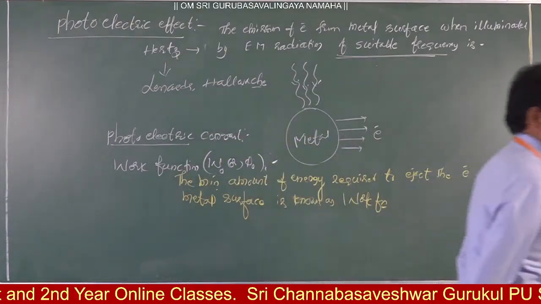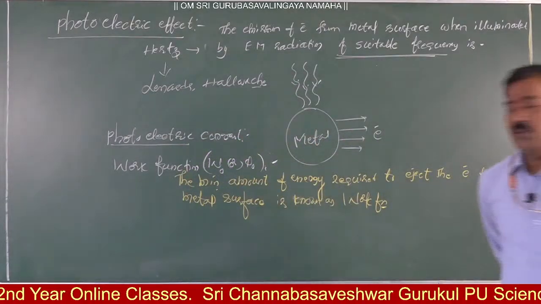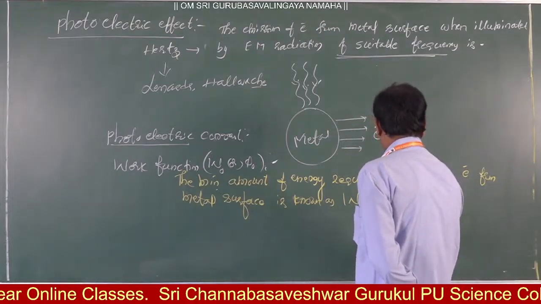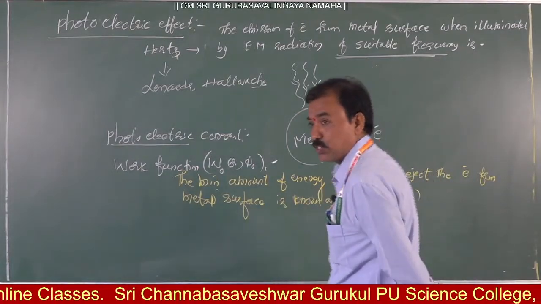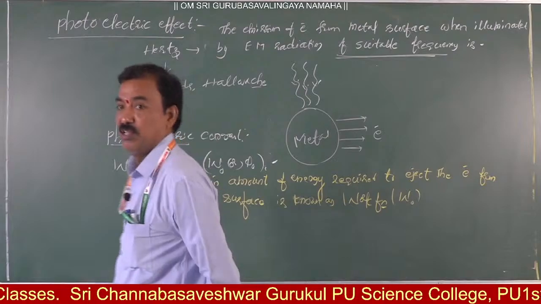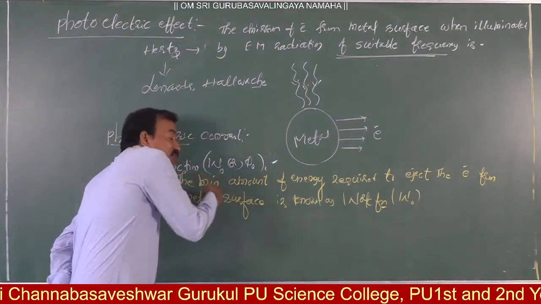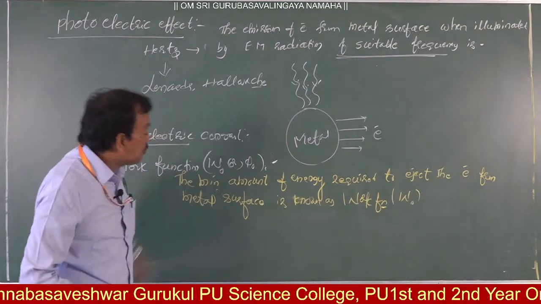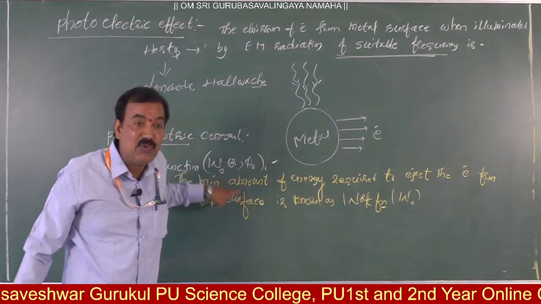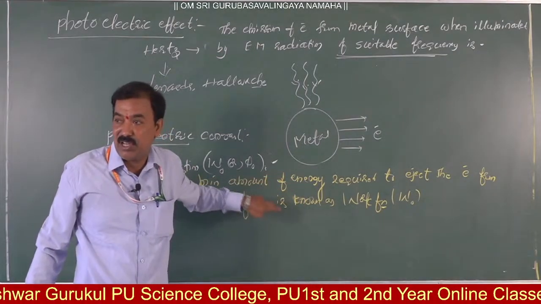What is the symbol of work function? W naught. This work function depends upon the nature of the metal. Different metals, different materials have different work functions. What is the unit of work function? Electron volt. Yesterday I already gave this electron volt.